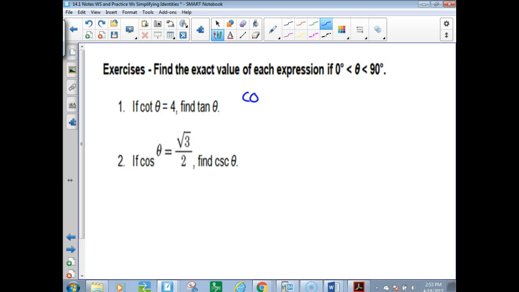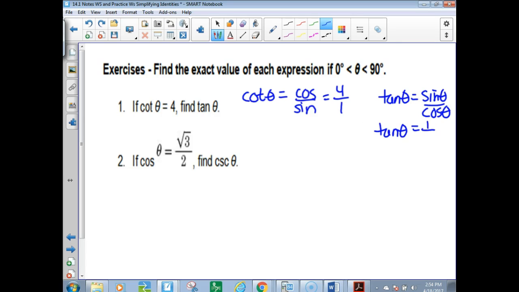The cotangent of theta is cosine over sine. So I've got 4 over 1. So then the tangent of theta would be sine over cosine. I mean, this is one way to look at it using identities. There's actually a bunch of ways. So we're going to just flip it over and do 1 over 4.